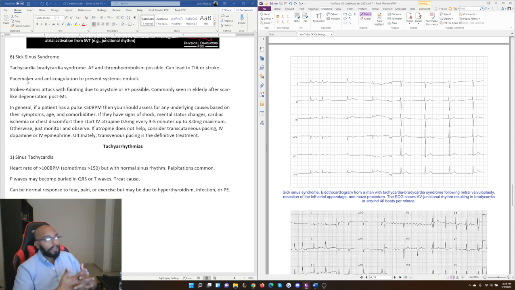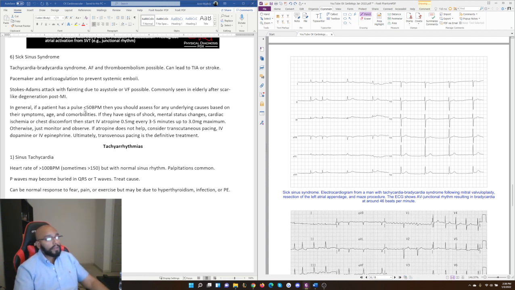They can also have fainting, which is often referred to as a Stokes-Adams attack, fainting due to asystole or ventricular fibrillation, common in elderly after scarring degeneration post-MI. But it can also be a patient with COPD, really bad infection and COPD, other things. They're just really, really sick. Right? That's the most important thing.